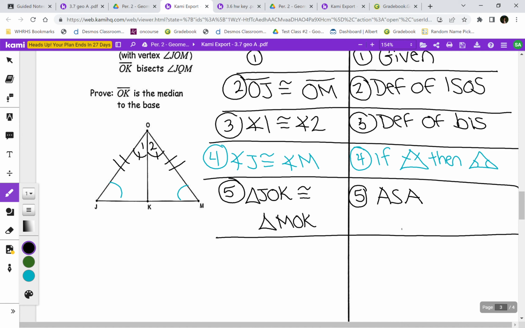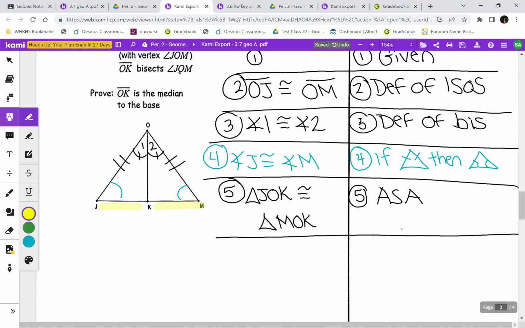Simon. You have to prove that... What does a median do? So OK is a median, what does it do? You have to prove that JK is congruent to KM. You got it. Doesn't a median split a segment into two equal parts?